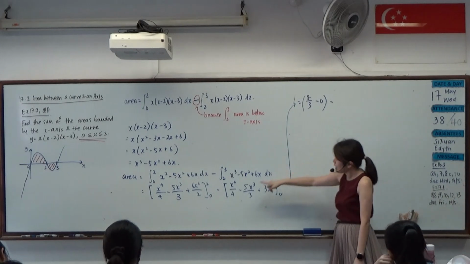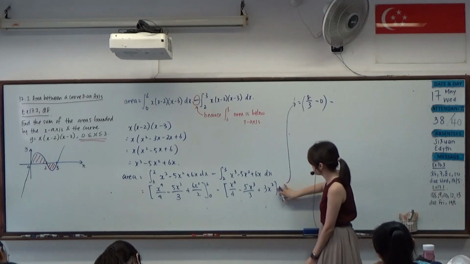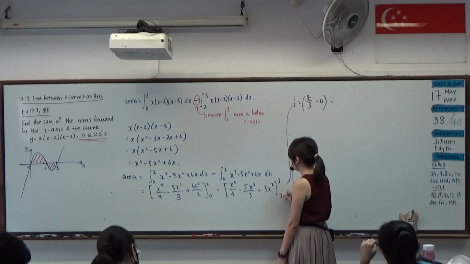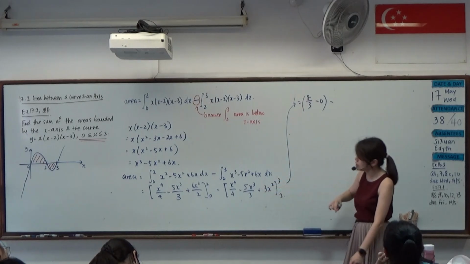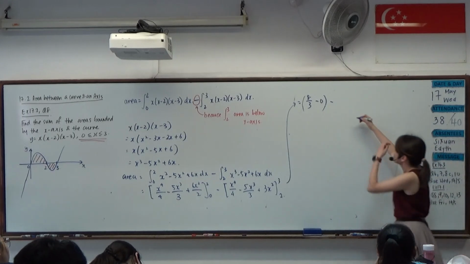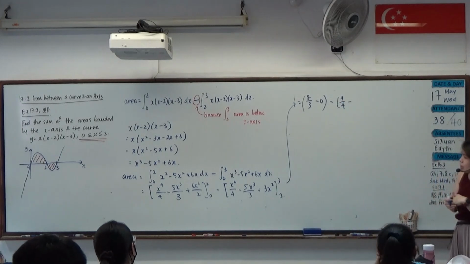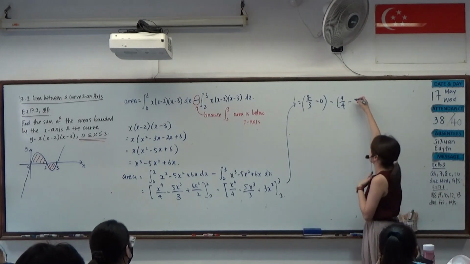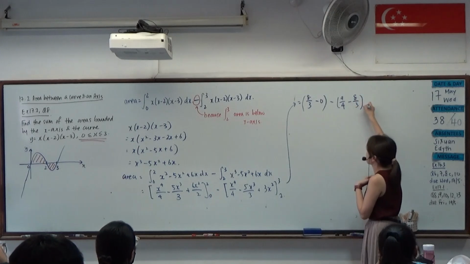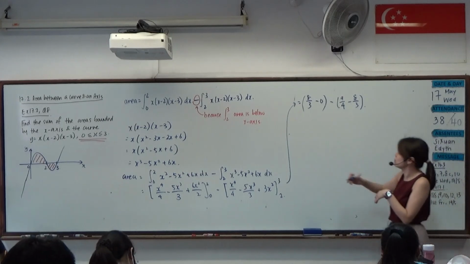Then in the second part, I sub in x equals 3. I sub in x equals 3, and what I will get is 9 over 4. And then when I sub in x equals 2, I'm going to get back 8 over 3. And therefore my answer will be 3 and 1 over 12.